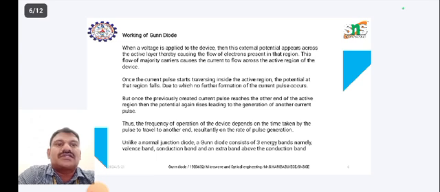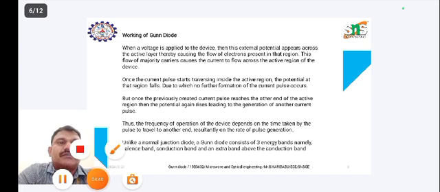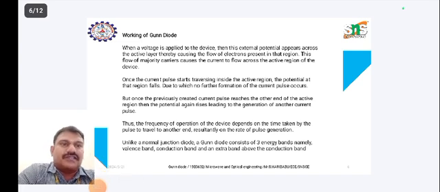Once the current pulse starts traveling inside the active region, the potential in that region falls, due to which no further formation of current pulses occurs. But once the previously created current pulse reaches the other end of the active region, the potential again rises, leading to the generation of another current pulse. Thus, the frequency of operation of the device depends on the time taken by the pulse to travel to the other end, and the result depends on the rate of pulse generation.